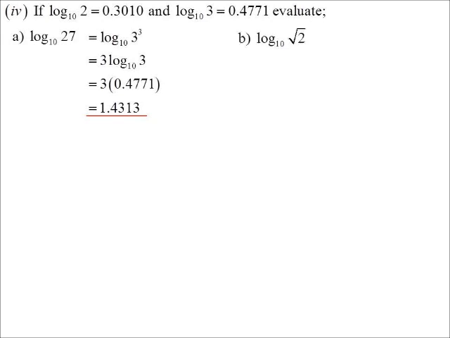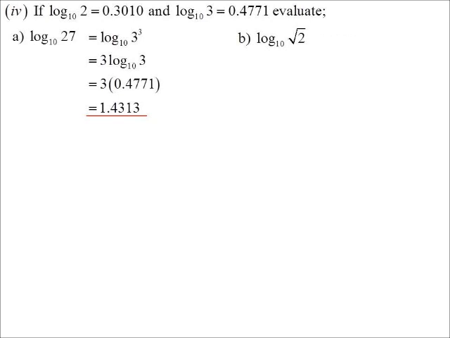Right, they've told me log 2 is 0.3010, approximately, and log 3 is 0.4771. We have to work out the log of 27. So the question is, how do we get 27, but we're just using the numbers 2 and 3? Well, 27 is 3 cubed. So I could turn that into 3 log 3, and we've been told what log 3 is, so I can substitute in for that and get our answer of 1.4313.